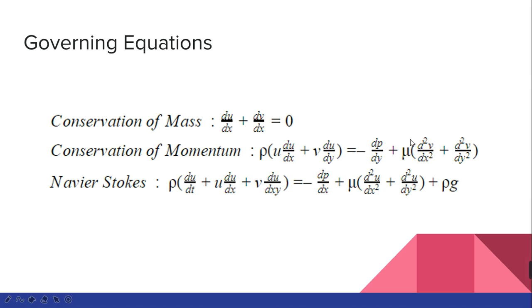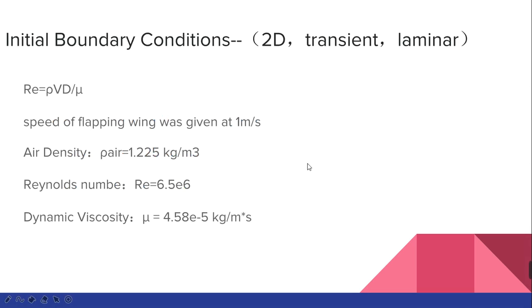This is the governing equation. Because this is a 2D problem, I cancel the 3D dimension, and after that is my governing equation. And then we come to the initial boundary conditions. I plan to set the conditions as 2D, transient, and laminar flow.